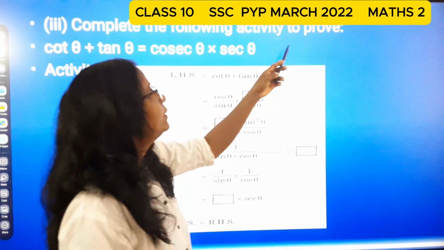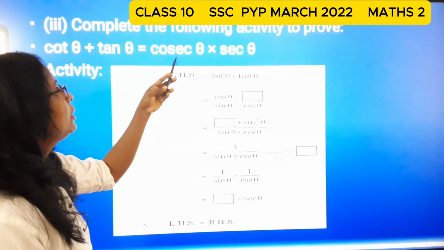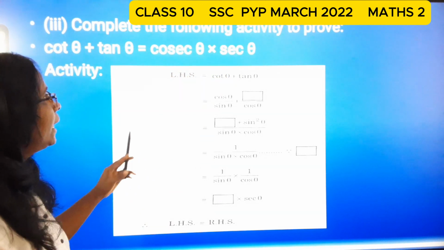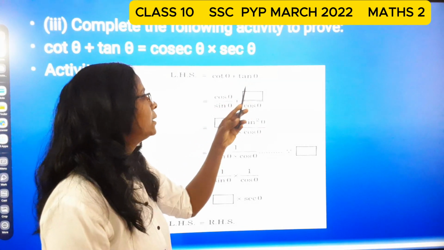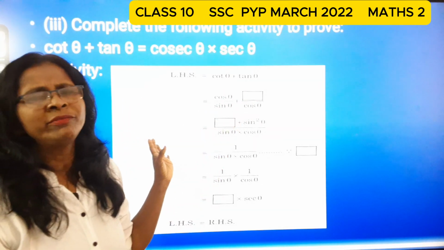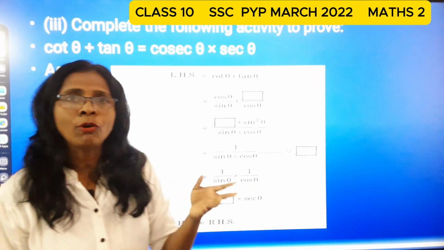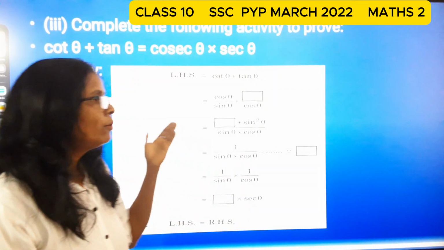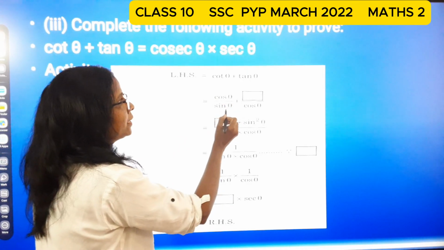Then next example, next one is the third one. Complete the following activity to prove cot theta plus tan theta is equal to cosec theta multiply sec theta. So now activity LHS. We write for LHS cot theta plus tan theta. Okay students, such a type of example, this example came I think 3-4 times in the previous year board question paper. So now very easy it is. Cot theta represent cos theta upon sin theta.